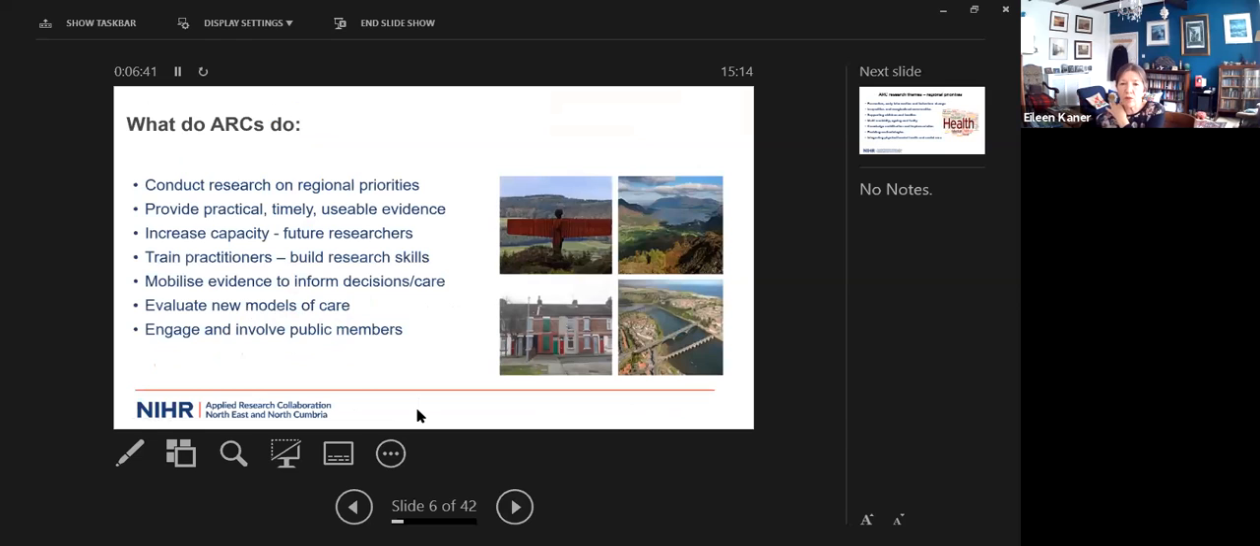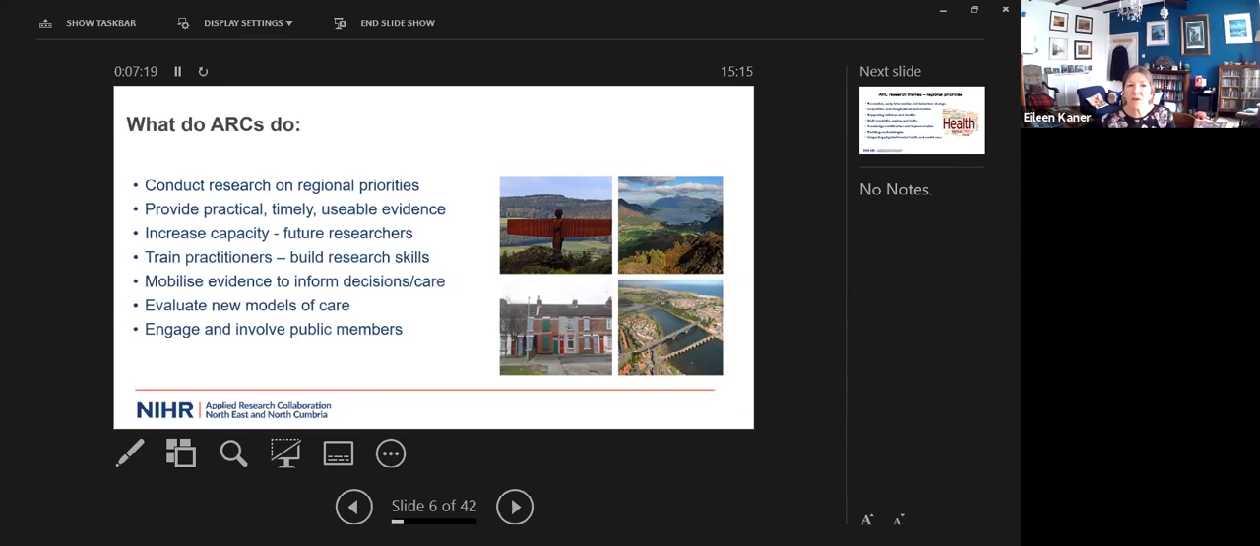And what do ARCs do? Well, we are funded to do research, but that's research on the things that are a priority for our region. And the kind of research work we do is meant to be very practical, real world research that's available in quite a timely fashion, providing the evidence when it's needed, but also in quite a simple form. So it's most usable by the people who need to have that evidence to their fingertips. Part of our role is to increase capacity. So it's to train scientists to do this kind of practical real world research in the future.